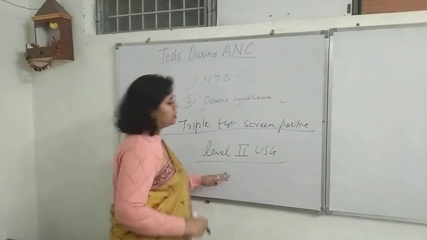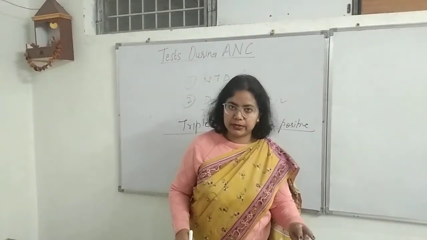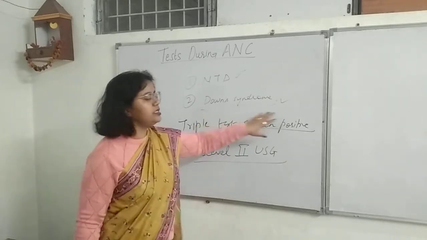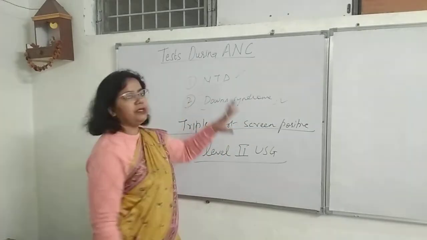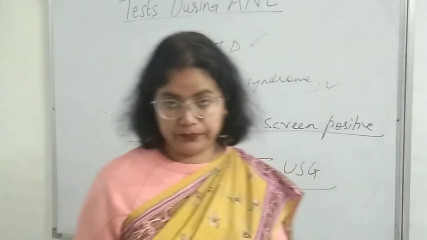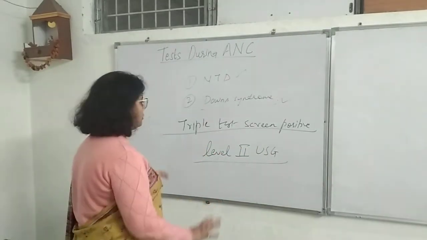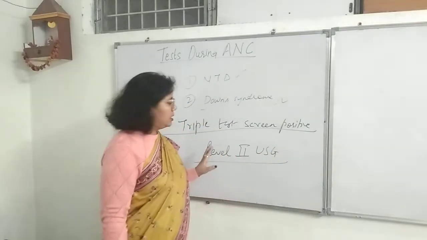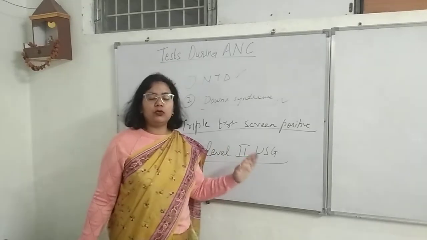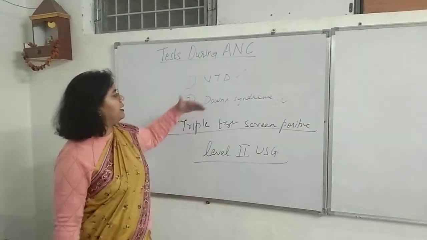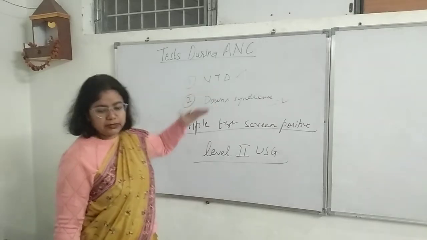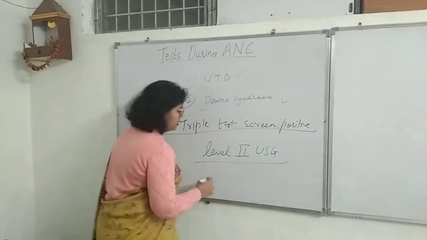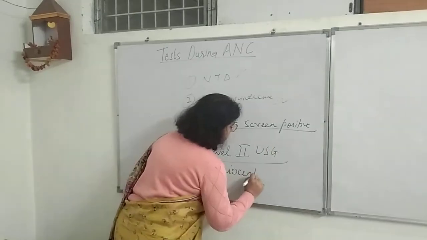If her level 2 ultrasound is absolutely within normal limits, reassure her that although she is screen positive, her baby is absolutely fine. But if you come across any abnormality in her level 2 ultrasound which is indicative of Downs or NTDs, you may subject her to the next level test, which is amniocentesis.